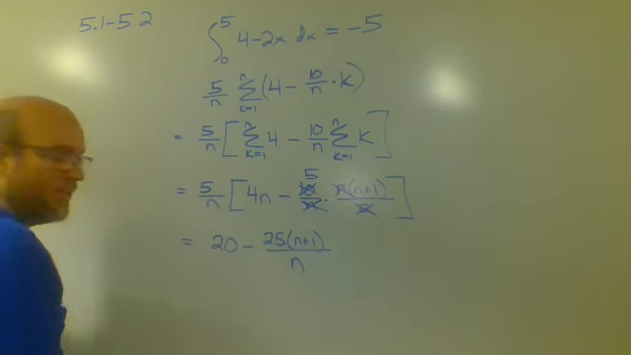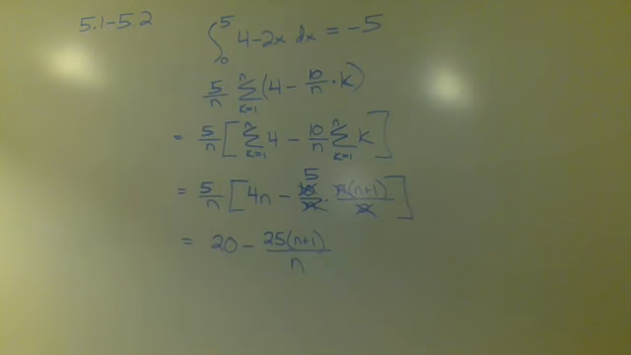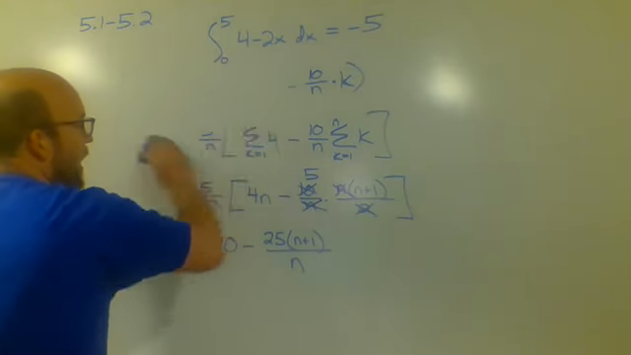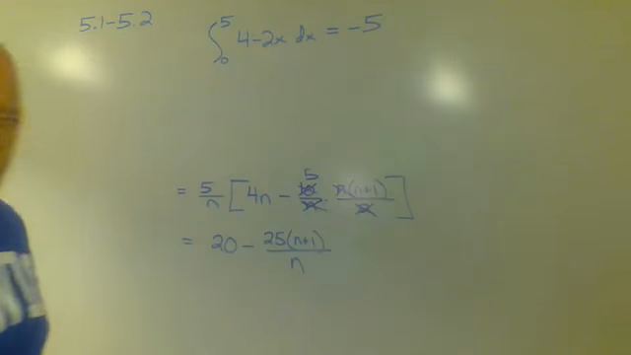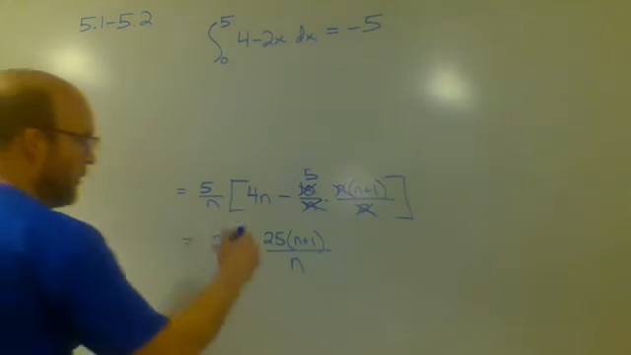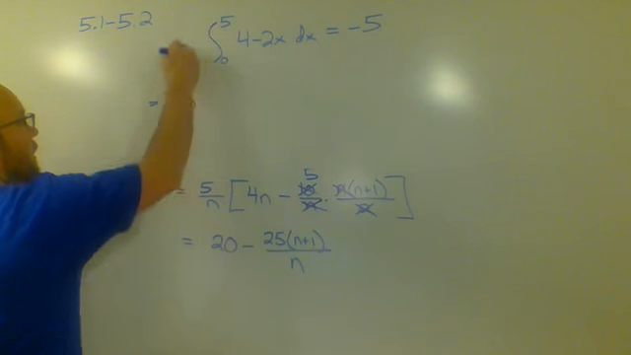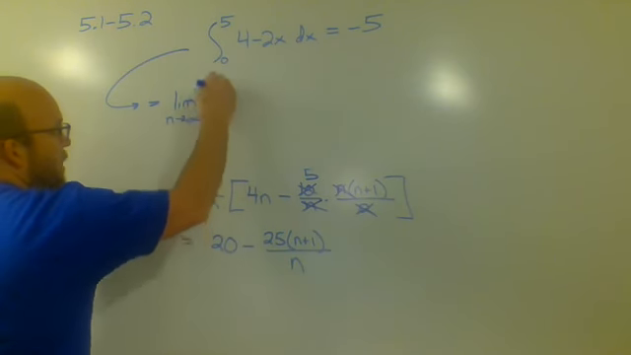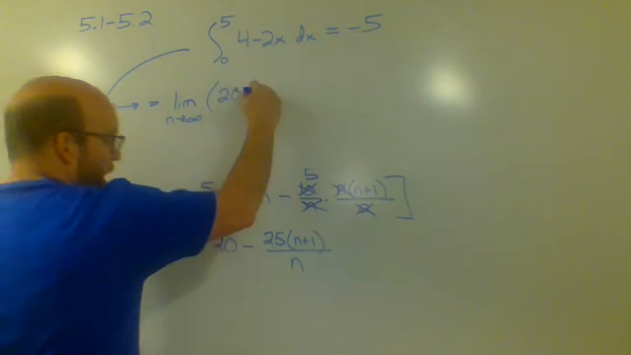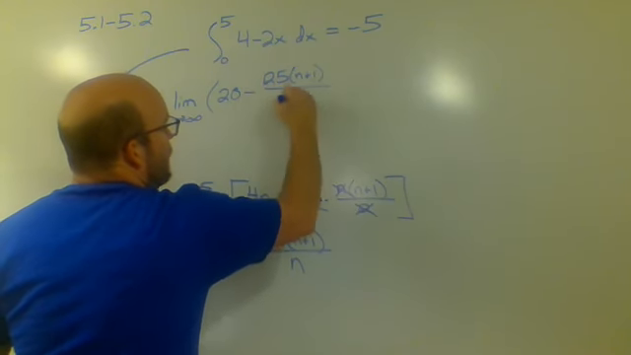And so now it's just a matter of taking the limit. So I apologize, these problems are long enough that I have to keep erasing and starting over at the top. But now that we have that expression, we know that we can find the net area by taking the limit as n goes to infinity to have an infinite number of rectangles. So we're finally at the point where this is equal to the limit as n goes to infinity of 20 minus 25 times (n plus 1) over n.